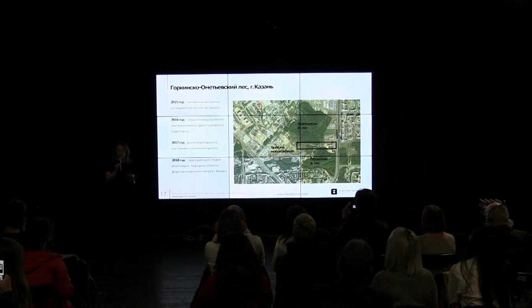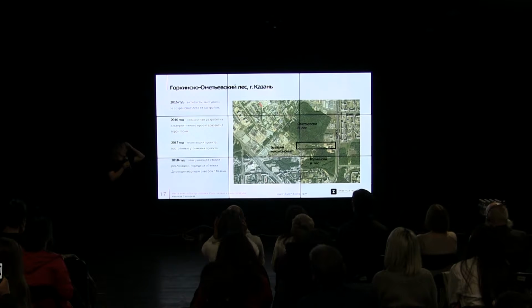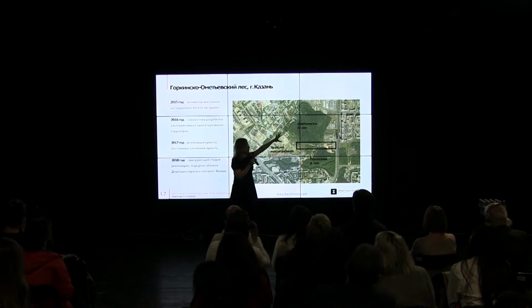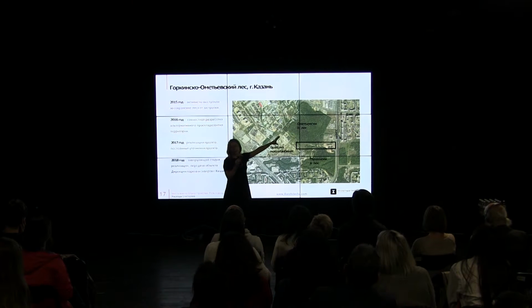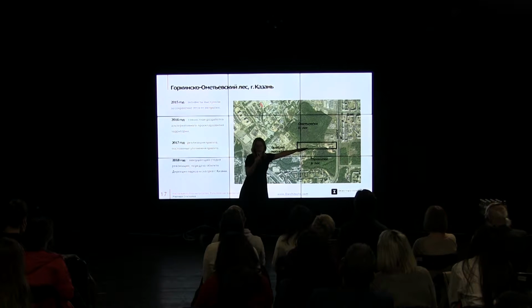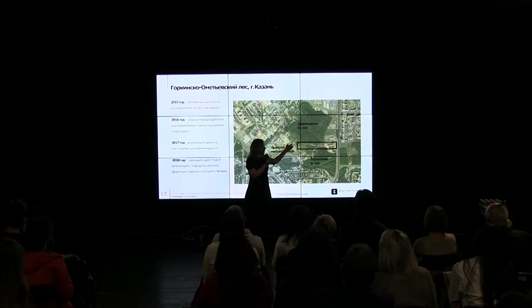Kazan is the capital of the republic, a major city, about 1,300,000 people, and this project started off with a conflict, a very big one, because this forest is a territory that consists of 2 forests. Actually, these are natural preserves, and in the middle of these 2 forests, they planned to build a road according to the master plan of the city, and they also planned to build some commercial infrastructure.